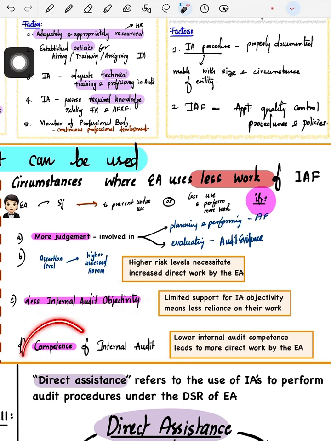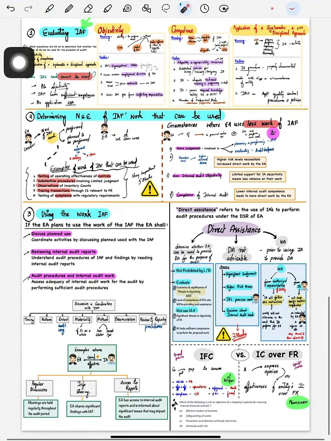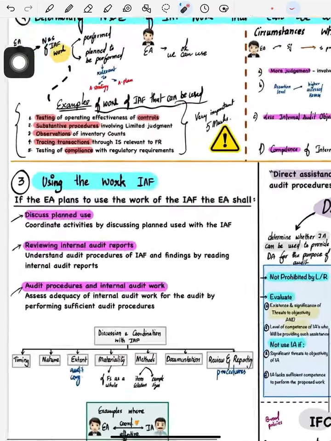Next, competence of internal audit. There is lower internal audit competence, which leads to more direct work by the external auditor. So basically, if he is not that competent, or not that objective, then you will use less of his work. If there is a higher assessed risk, you will use less work. If there is more judgment involved, then also you will use less work. Next, ultimately, first you have evaluated the internal audit function. Second, you have determined the nature and extent of the internal audit function's work. Now you are ultimately using the work of the internal audit function.